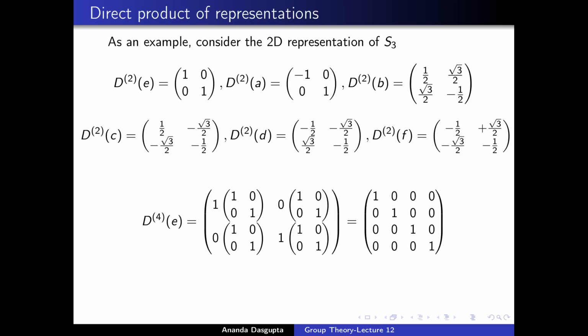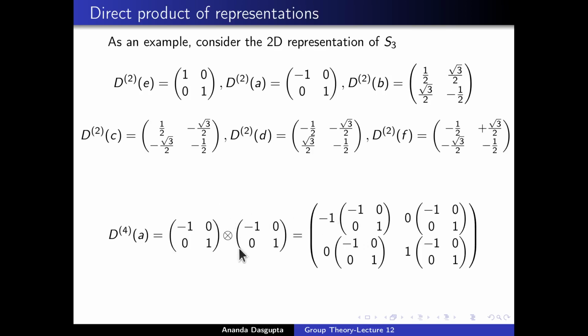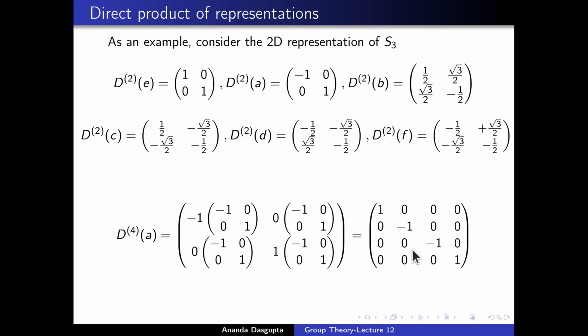A slightly more non-trivial thing, let's look at D4A. That's D2A times D2A. So you take the D2A matrix, form a direct product of it with itself. And once again, the rule is very simple. You take each of the 4 elements here and multiply them each by the matrix to form a 4 by 4 matrix. So you get minus 1 times this matrix, minus 1, 0, 0, 1, and 0 times this, 0 times this here, 1 times this here. And a very simple calculation will give you this particular form for the matrix. So we have found the 4 by 4 representatives for the identity, which was rather simple, and for the element A, which also is rather simple.